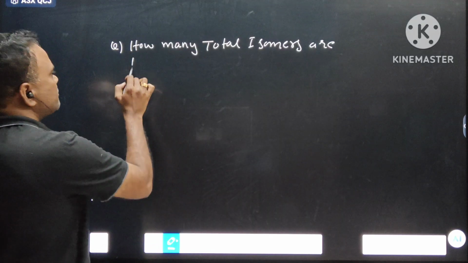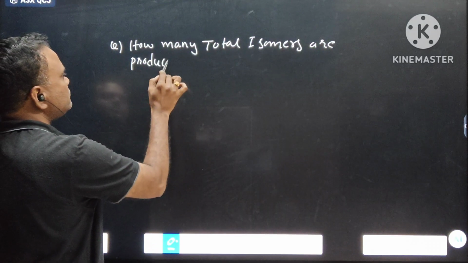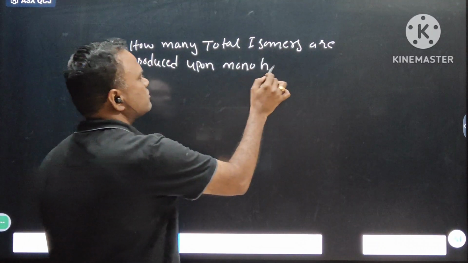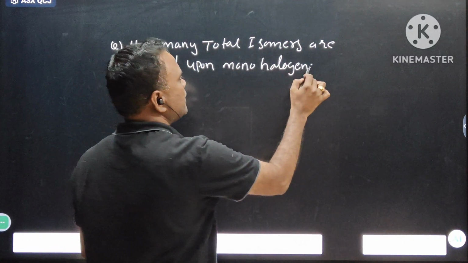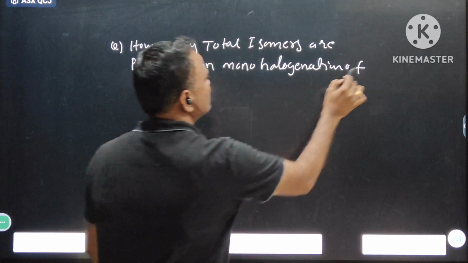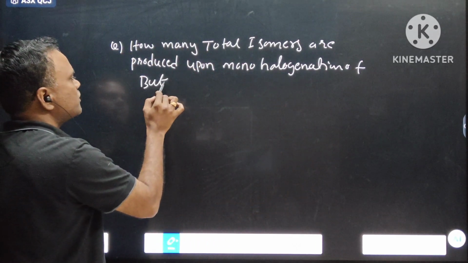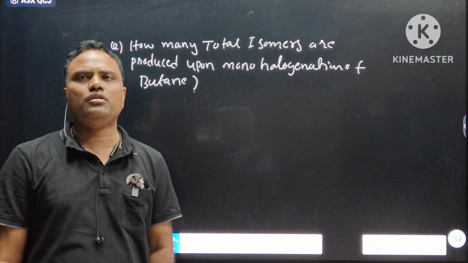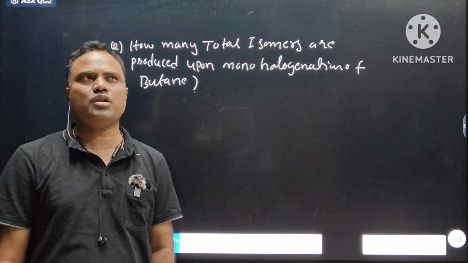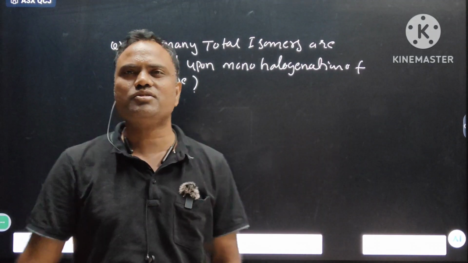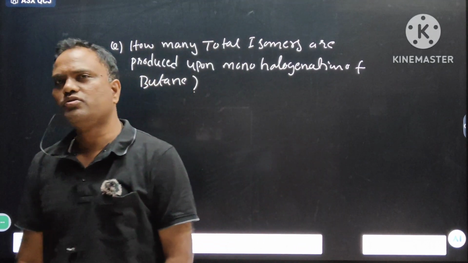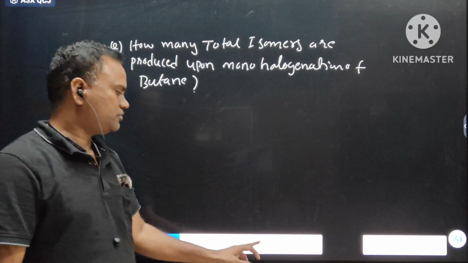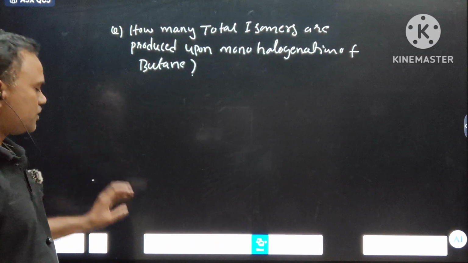How many total isomers are produced upon monohalogenation of butane? How many total alkyl halides? Total alkyl halides means optically active alkyl halides also. Okay, total isomers. You have to include optical also. I'll explain one question, then you will do another one.